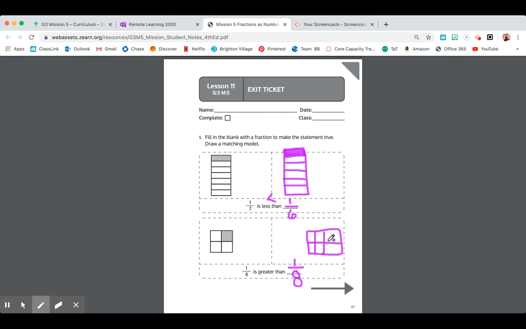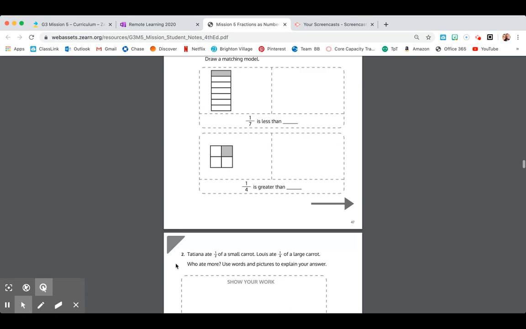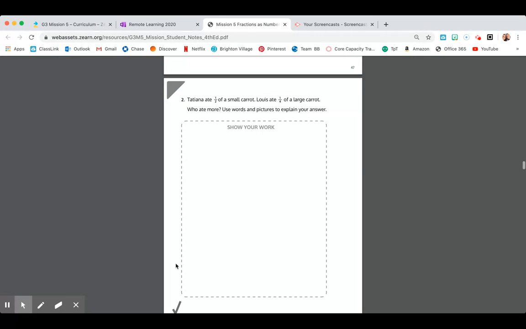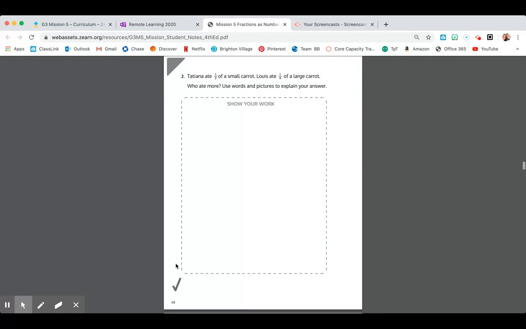2, 4, 6, 8. And that is much smaller than my piece of 1/4. On to the next page because of my arrow, my big arrow that showed me.